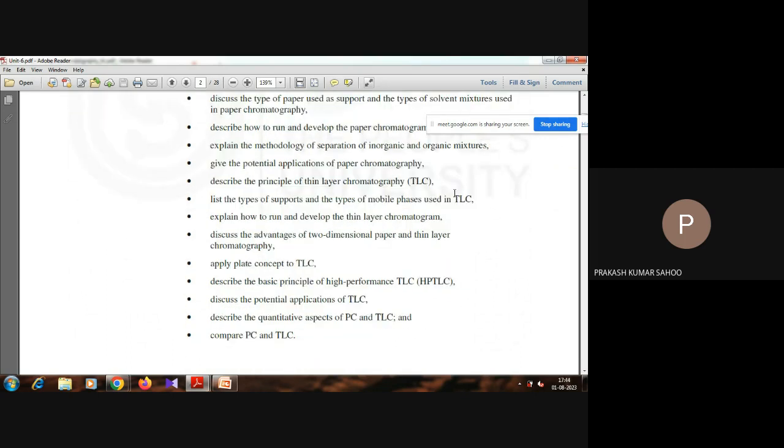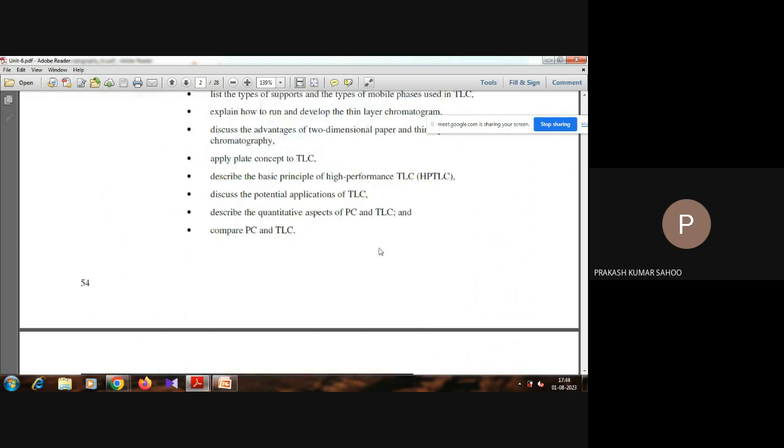Then we will move to TLC. What is the principle? What is the support and type of mobile phase? Explain how to run TLC. Discuss the advantages of two-dimensional paper chromatography and TLC. Applying the plate concept to TLC. Describe the quantitative aspect of PC and TLC. Then at the end there will be a comparison.